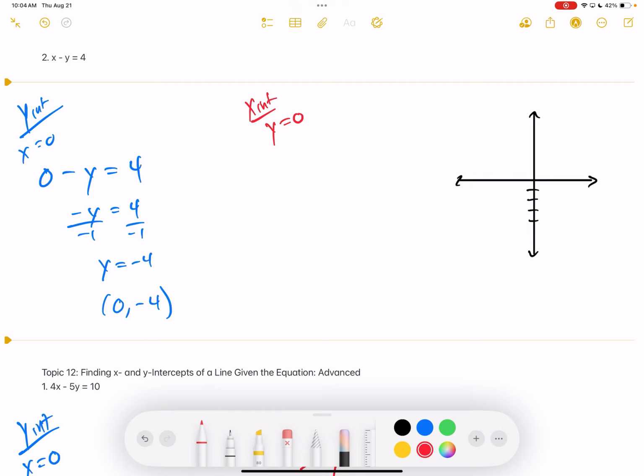And then to find my x-intercept, I make y be 0. So I plug a 0 in for my y. x minus 0 would just be x. So this one is at 4, 0. So I plot my y-intercept at 0, negative 4. Plot my x-intercept at 4, 0. And then I can make my line. So y was 0, negative 4, and this one is 4, 0.